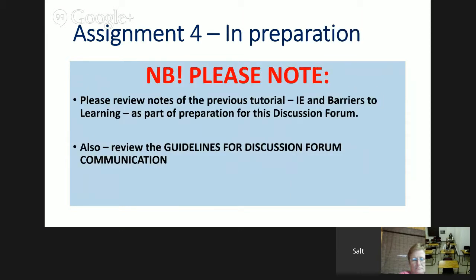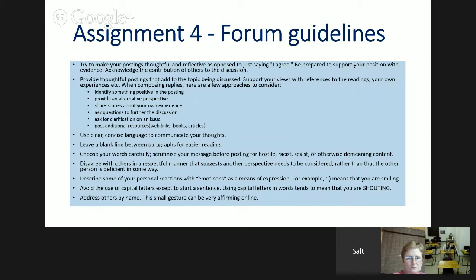Please also note to go through your previous tutorial on inclusive education and barriers to learning as part of preparation for your discussion forum, specifically looking at the categories of barriers to learning and also the categories of learning problems as such. There's quite a detailed list for you, and I'm sure you've added to those lists. And then also please look at the guidelines for forum discussion within your notes that you got right in the beginning when you registered for the course. Those will give you guidelines in terms of how to partake in the forum discussion, and I'm sure by now many of you have done that as well. Briefly, I've just included those for you to go through. I'm not going to go through them now, but just for ease, I've included them there for you.